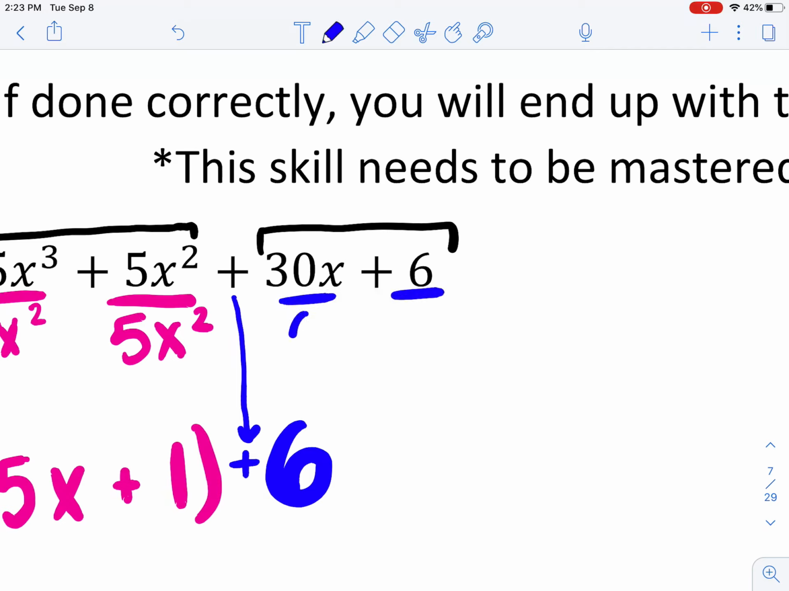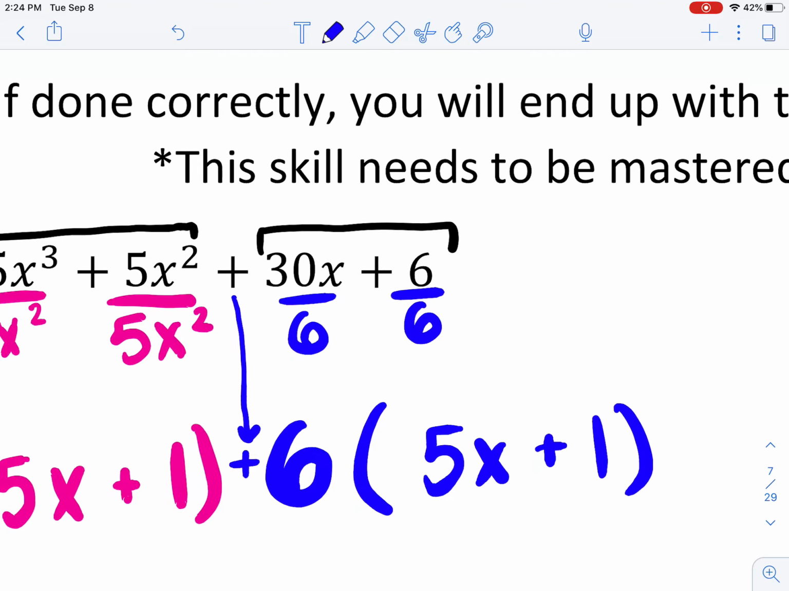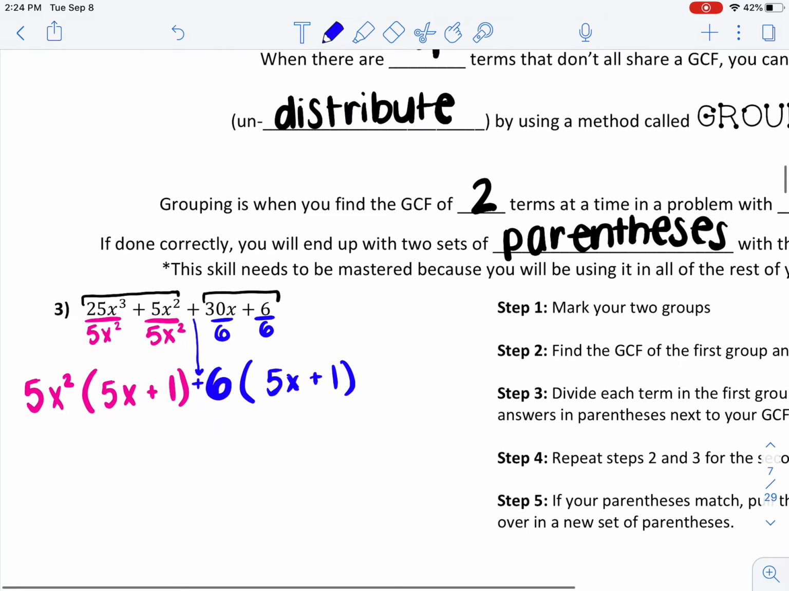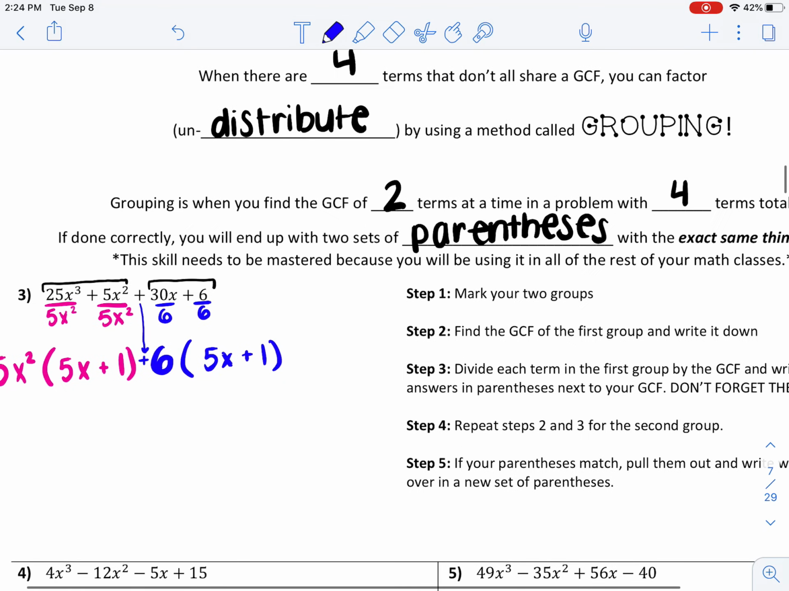So that means I'm going to divide this group by 6 and put my answer in parentheses. 30x divided by 6 is 5x. And 6 divided by 6 is 1. So I have 5x plus 1. Now, we're not done yet. We're almost there. We have one more step.